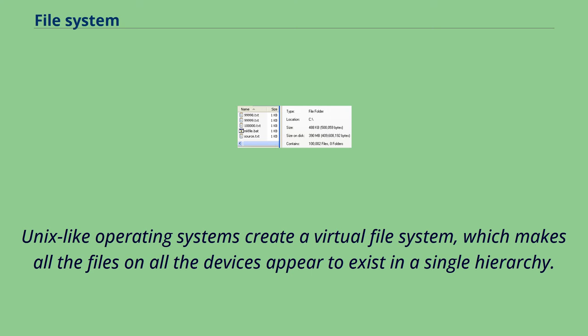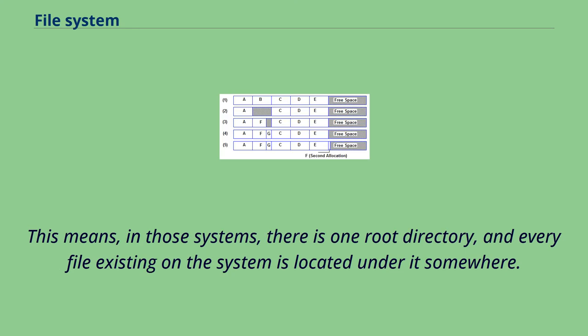Unix-like operating systems create a virtual file system, which makes all the files on all the devices appear to exist in a single hierarchy. This means, in those systems, there is one root directory, and every file existing on the system is located under it somewhere.